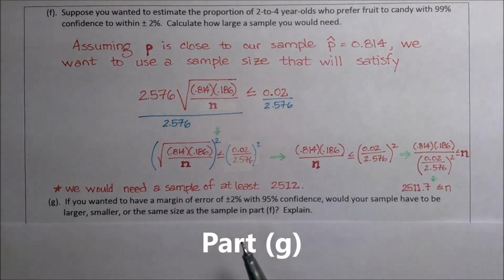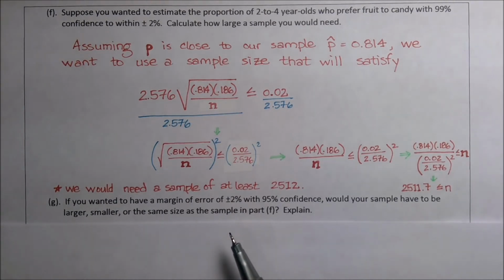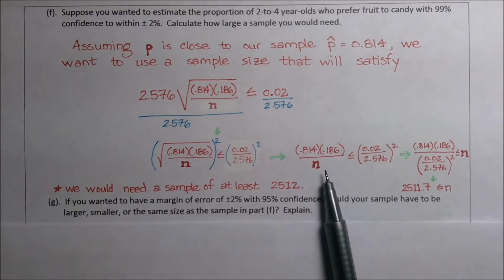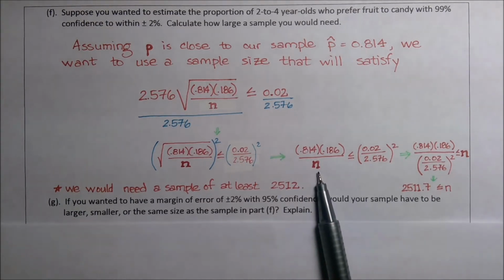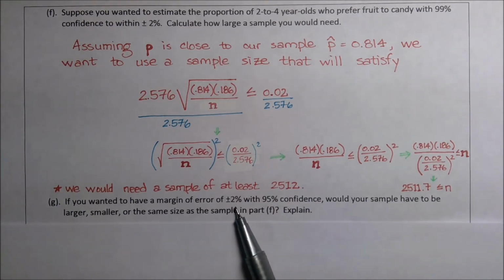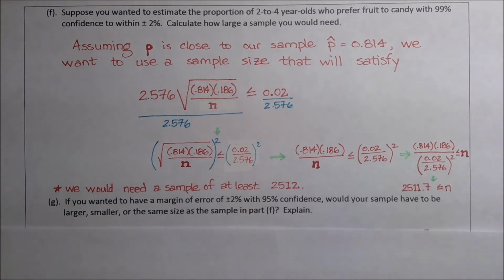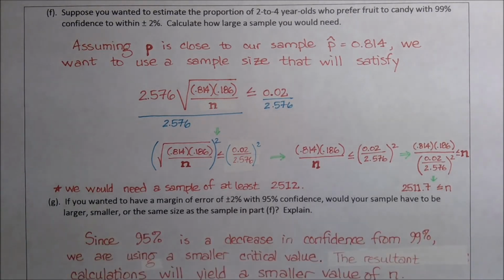So, we should know enough at this point about confidence and confidence intervals to know that if you have decreased confidence, you shrink your interval down, right? But what we're looking at in this question is, what does that say about the size of sample needed to still stay within that 2%? So since 95 is a decreased confidence, we're going to have a smaller critical value.